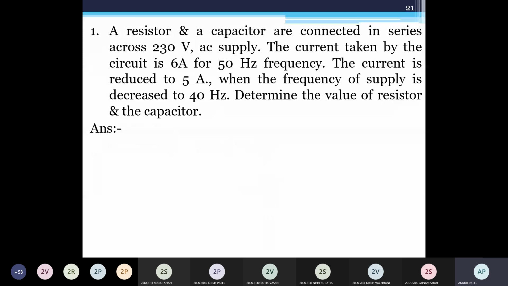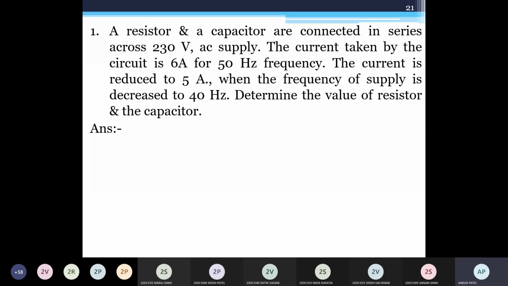A resistor and a capacitor are connected in series across 230 volts. The current taken is 6 ampere at 50 Hz frequency. The current is reduced to 5 ampere when the frequency of supply is decreased to 40 Hz. Determine the value of resistor and capacitor. Okay, just do it.